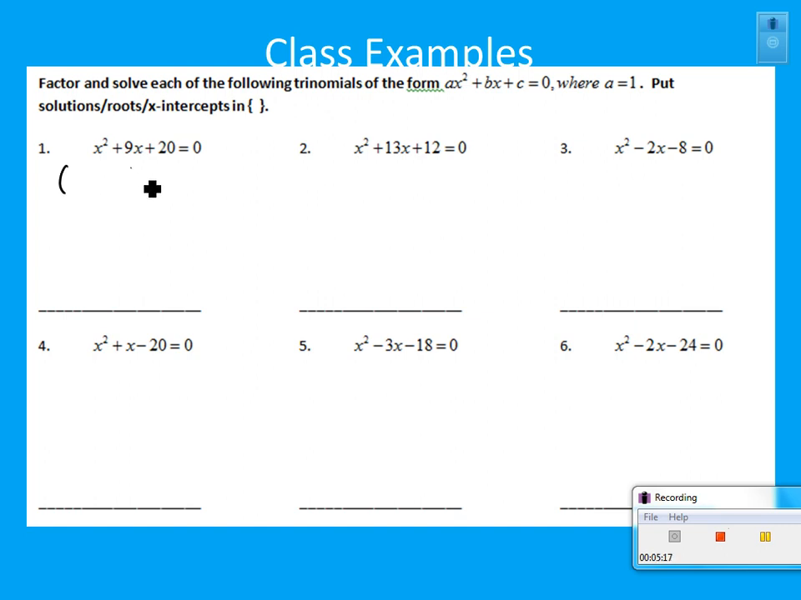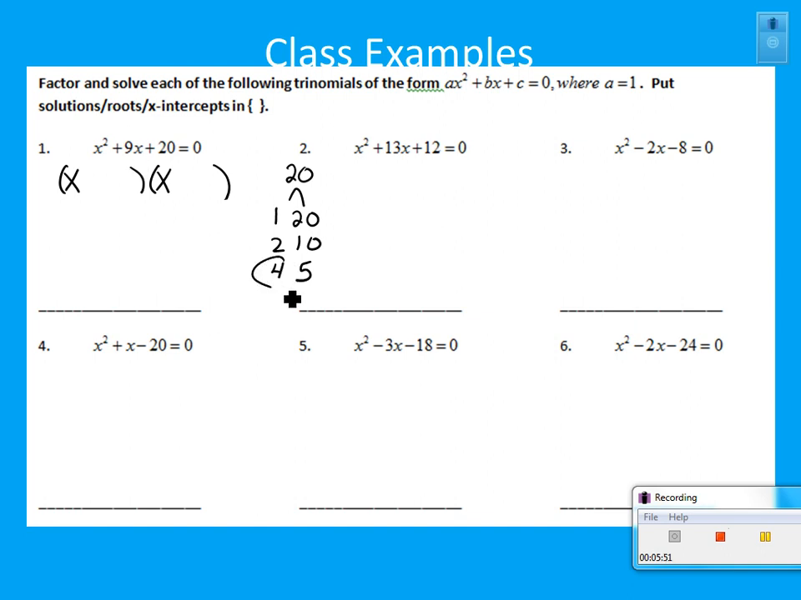So we're going to start with two parentheses and an x and an x, because x times x is x squared. Now here's your job. You need to go find me two numbers that multiply to be 20 that you can make add up to be positive 9. Well, my choices are 1 times 20, 2 times 10, and 4 times 5. Look at those numbers and decide which one you can make add up to be positive 9.